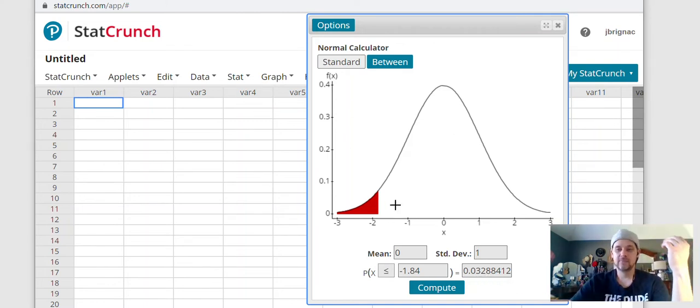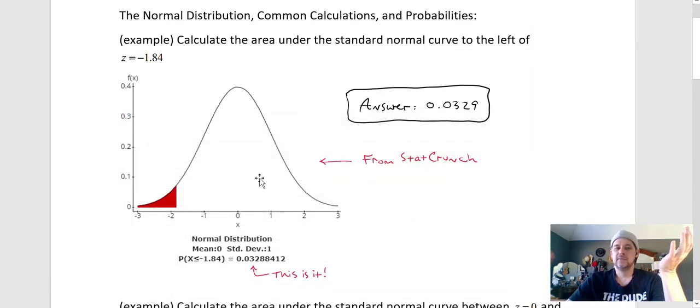When I was making this video for you, I just imported the graph into the document, but there it is. I'll copy that number right there. That area that was asked for and indicated in this question is 0.0329. Okay, not so bad.